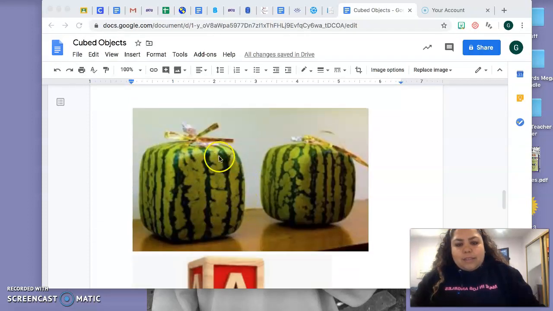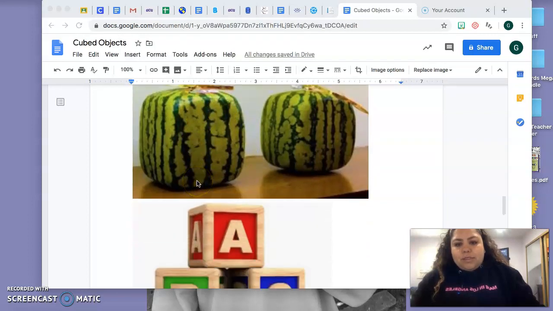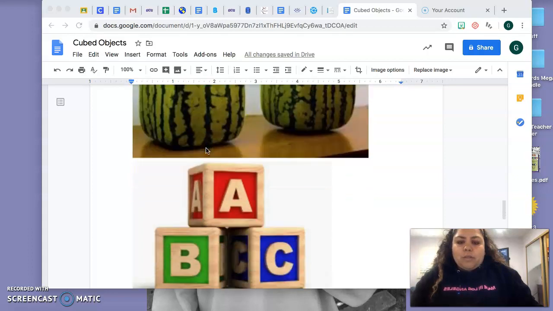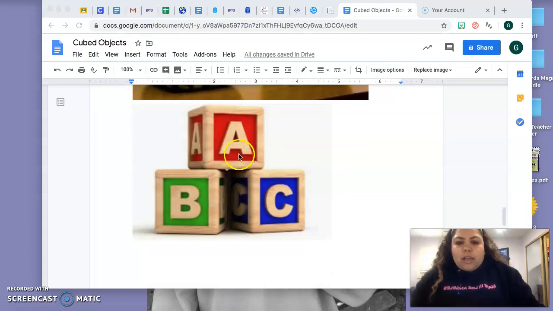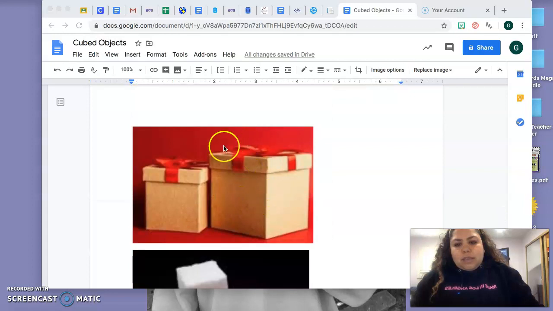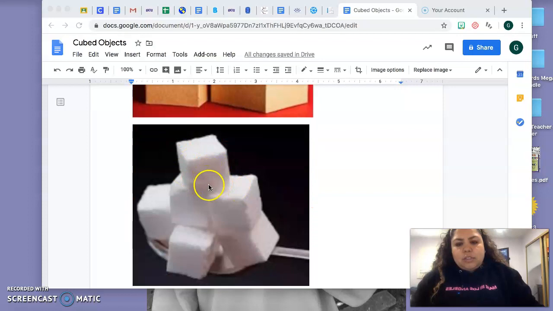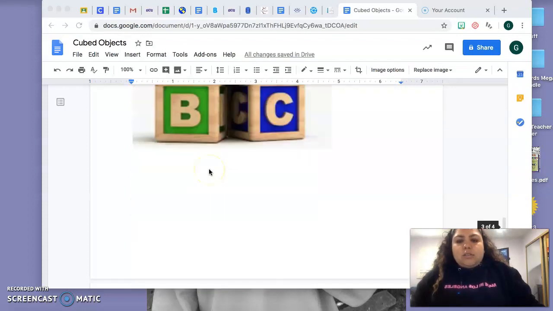These watermelons that someone grew are shaped like a cube, which is fun because the watermelons we see are not cubes, they're more ovals, ovular, or like spheres kind of. And then building blocks are cubes, and gift boxes could be cubes, and then these are sugar cubes. So just remember that you're not looking for squares, okay?